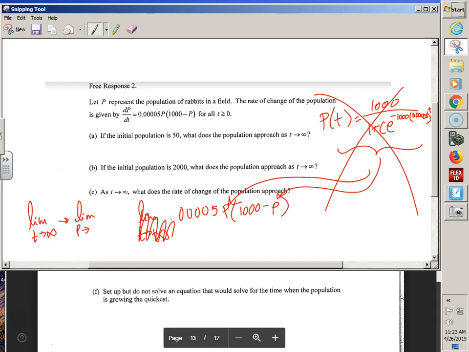As t goes to infinity, what were they asking up here? Weren't they asking as t goes to infinity, what's the population approaching? What was the population approaching? So why don't you change it to be in terms of P, the limit as population goes to 1,000. As you go to your carrying capacity, it's the same thing as the limit as t goes to infinity of your rate of change. Now, is that something I've seen tons on an AP? No. Every now and then? Could you add it to your card?